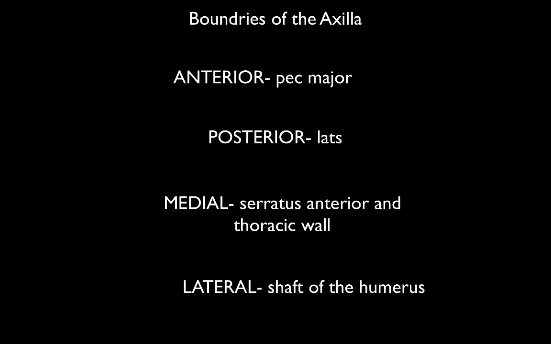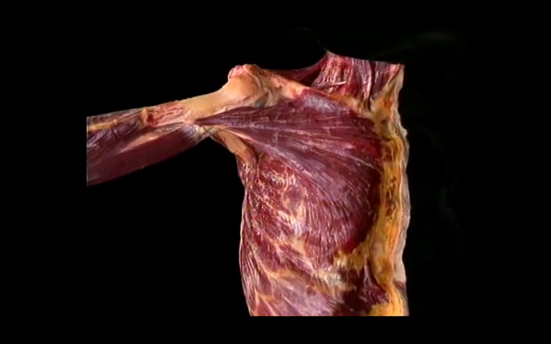The boundaries of this area are the pectoralis major in the front, the latissimus dorsi on the posterior side, the serratus anterior and the thoracic wall is the medial border, and the shaft of the humerus makes up the lateral border. And let's see a video of that.